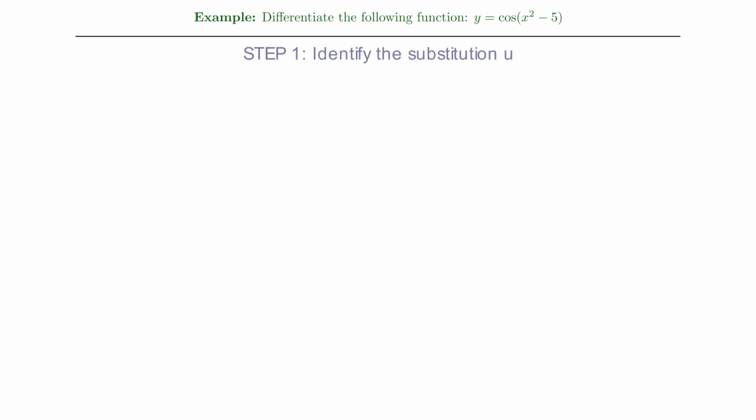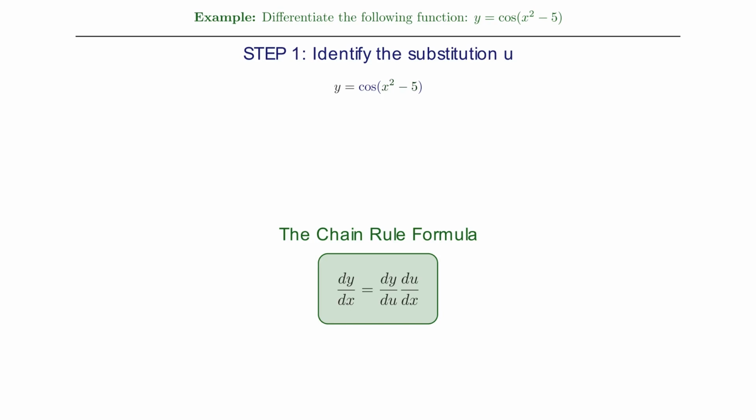So the first step is to identify the substitution u. Here we've got two functions. We have cos of something and we have x squared minus 5. For the u substitution, we always take the inner function. So it's the function which has the other function applied to it. In a lot of cases, you can identify it because it's going to be inside brackets, but that's not always the case. In this case, it's the x squared minus 5.